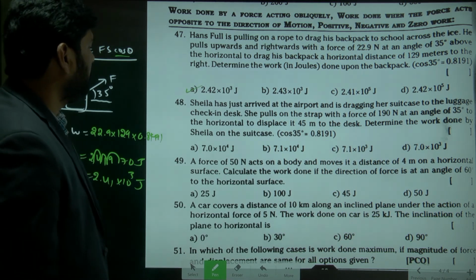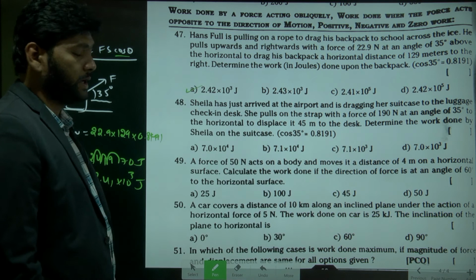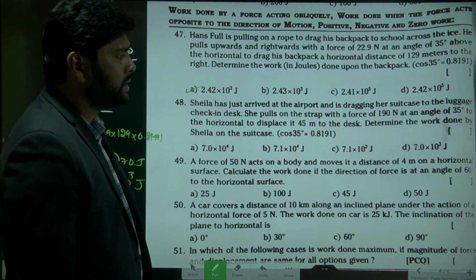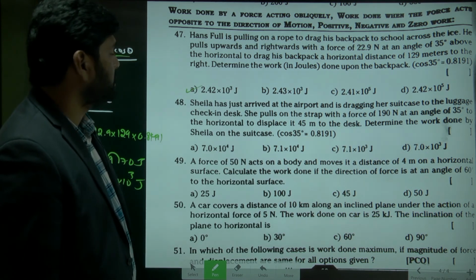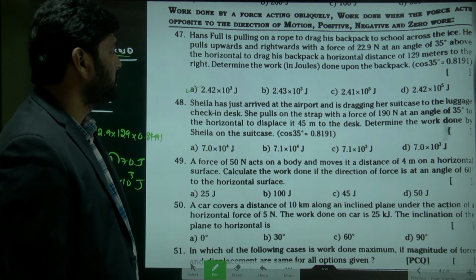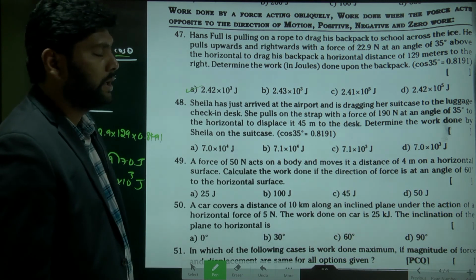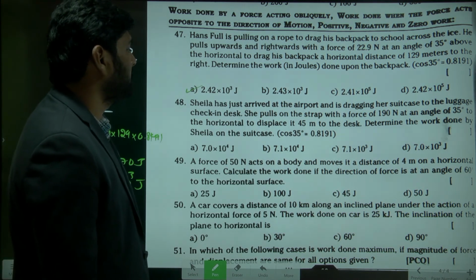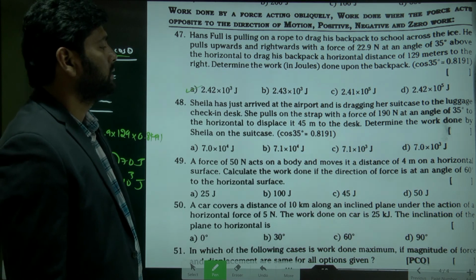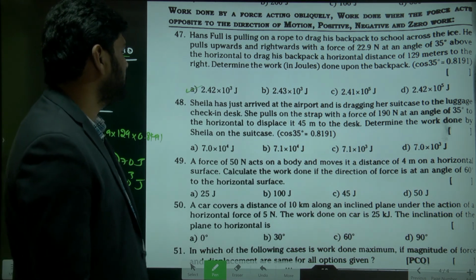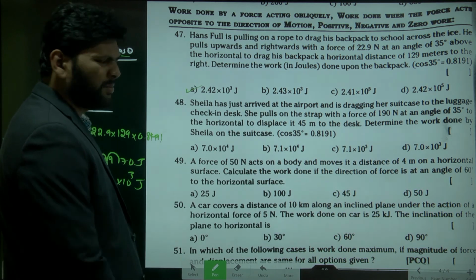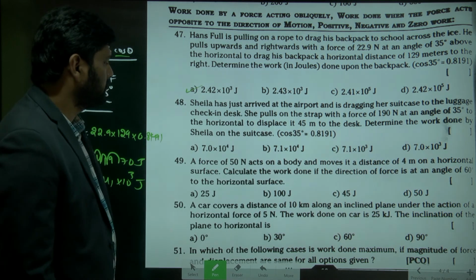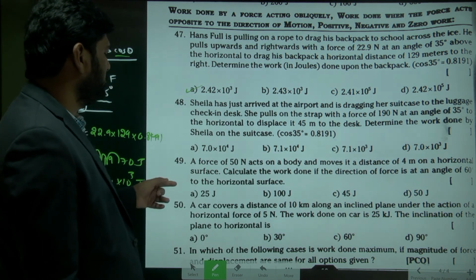Similar way, question 48. Sheila has just arrived at the airport. She is dragging her suitcase to the luggage checking desk. She pulls the strap with a force of 190 newtons at an angle of 32 degrees. The horizontal displacement is 45 meters to the desk. Determine the work done by Sheila on the suitcase. Similar problem. You can do this one at home. We'll go for the next one.